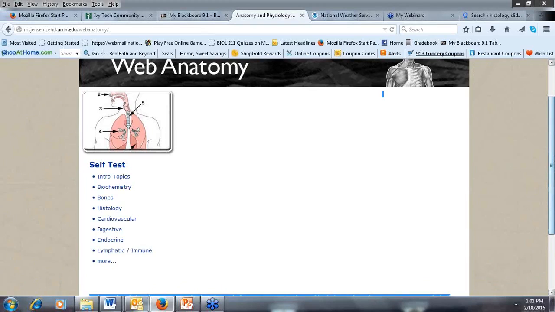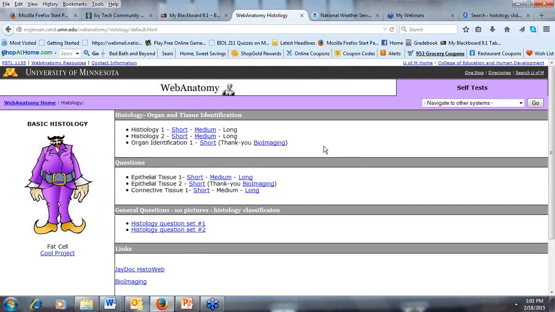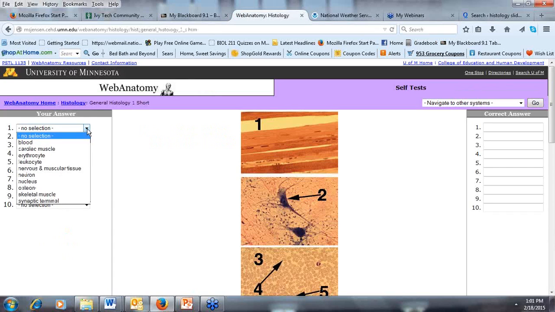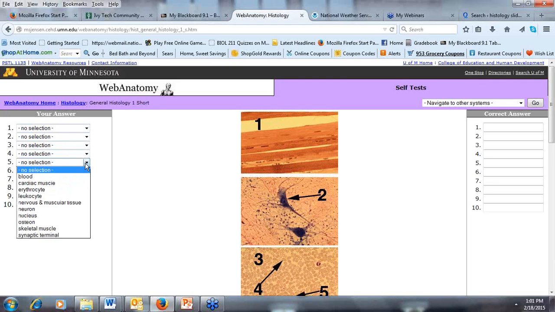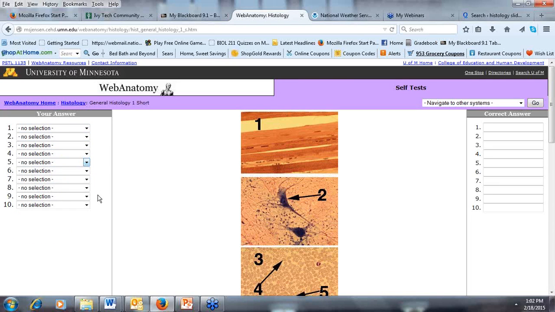So it is MS Jensen Web Anatomy, and so there's a self-test area, and if you click on the self-test area, I clicked on histology, you notice that it comes in with short, medium, and long lists. For example, if we click on histology 1 short, it will give you a list that's only long enough to give you 10 answers like this, 10 answers here. And so all these answers will be the same, whether you're looking at number 1 or number 5. They don't change from one to another.